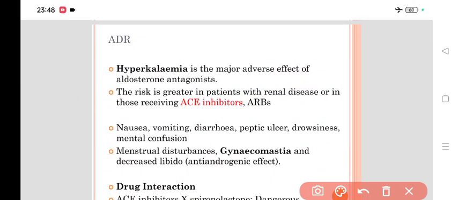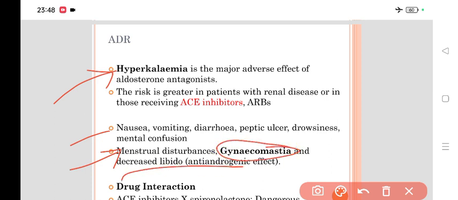Now what are the adverse effects of spironolactone? It causes hyperkalemia, which is a major adverse effect of aldosterone antagonists. The risk is greater in patients with renal disease or in those receiving ACE inhibitors or ARBs. Other side effects include nausea, vomiting, diarrhea, peptic ulcer, drowsiness, and mental confusion. It also causes menstrual disturbances or irregularities in the menses. It can cause gynecomastia and decreased libido because of its anti-androgenic effect.